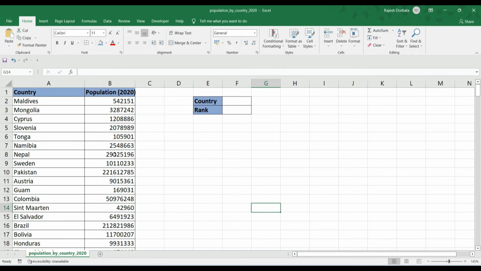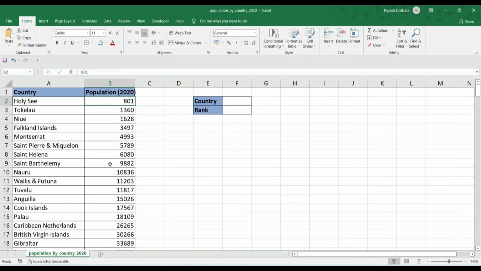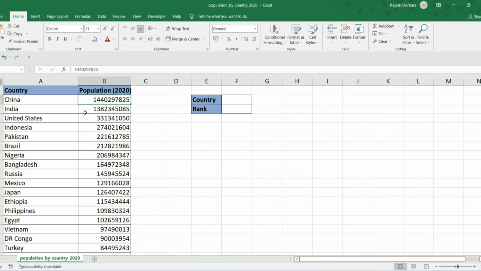So the first thing that you need to do is sort. If you want the country with the highest population on the top and the country with the lowest population at the bottom, you would be sorting it in descending order. Fine. You can see China at the top followed by India. So this is what is expected. Okay, this is what I want to do.